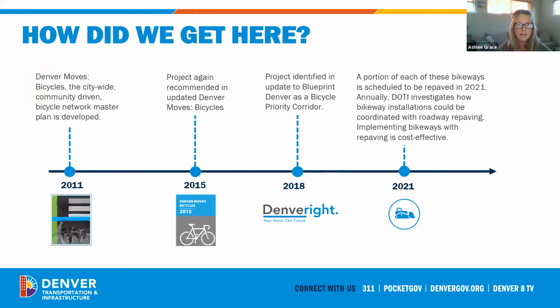How did we get here? This Bucktail Boulevard was identified way back beginning with Denver Moves Bikes 2011. It was included again in our 2015 update. It was then emphasized in the 2018 very large Denver Right planning effort that was citywide. And now, as I mentioned, we finally are able to get this project moving because we have this paving coordination opportunity.